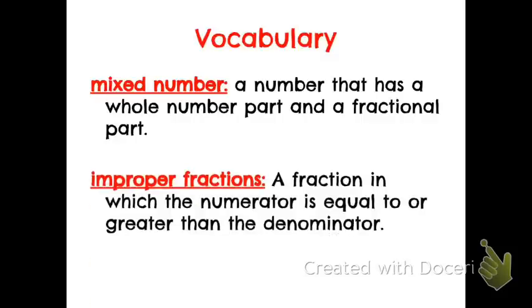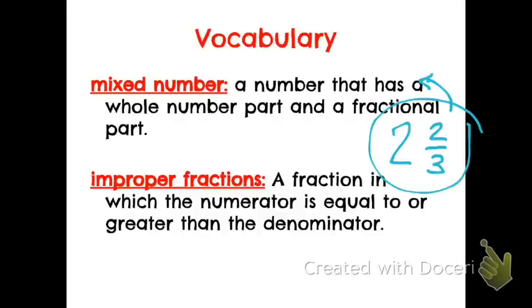Please include both of these in your notes, and I'm going to include an example for you as well. A mixed number is a number that has a whole part and a fractional part. An example would be 2 and 2/3. The 2 is the whole part because it shows that I have 2 wholes, and I also have a fractional part. It's like saying I have 2 whole cookies and I still have 2/3 of another cookie left. Include the definition and the example for mixed number.